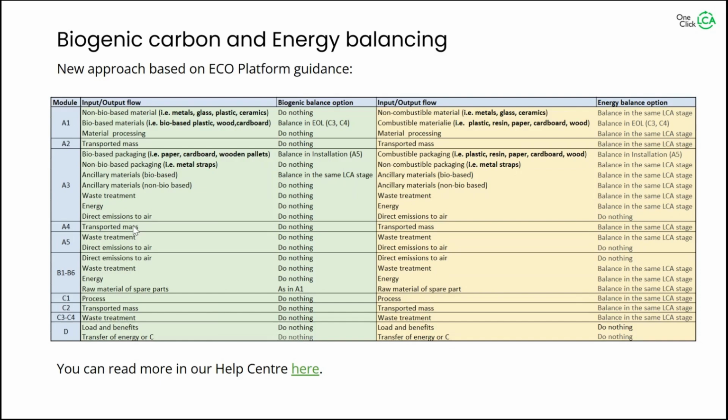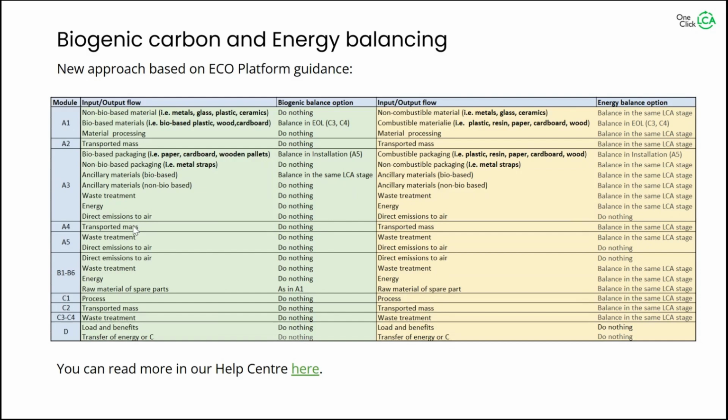If they are bio-based, then you should set the balancing to wherever it is that they leave the life cycle. So bio-based materials in A1 are usually leaving in end of life in C3 and C4. Packaging material usually leaves in A5, and ancillary materials also leave in the same stage that they come in, A3. For processes, waste treatment, transport, and energy data sets, it's always set to do nothing. So this is a new approach.